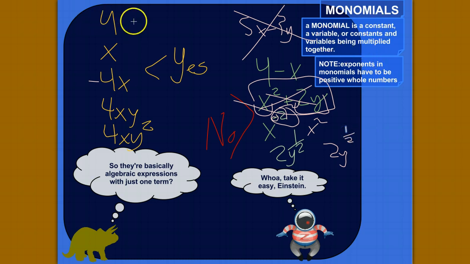So a monomial is a constant, a variable, or some combination of constants and variables being multiplied together. But if there's exponents, they have to be positive whole numbers.